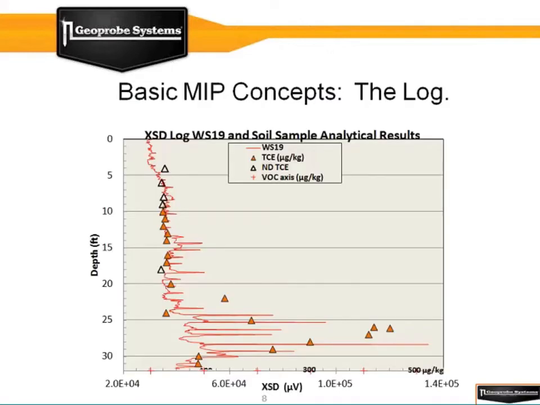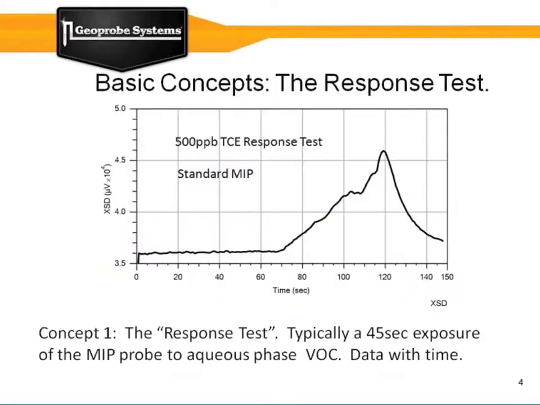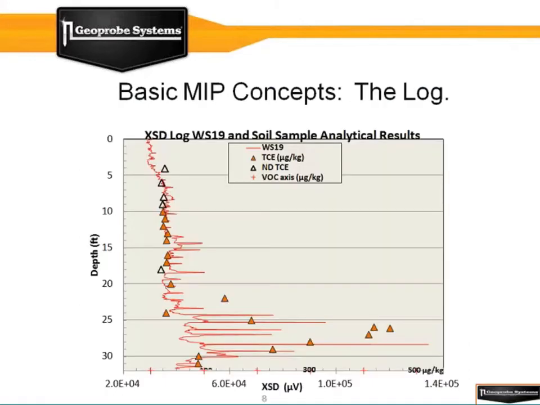The second concept is the log itself. Now we've gone from the response test, which is signal with time, to the log itself, which is signal with depth. This is a transformation of the response test. We're going to take this and convert it to a discrete depth. So that response test would represent one of the peaks that you'd see here. When we stop the probe at a discrete depth, we give it time, we get signal over, and then we transform or assign that signal to a discrete depth.